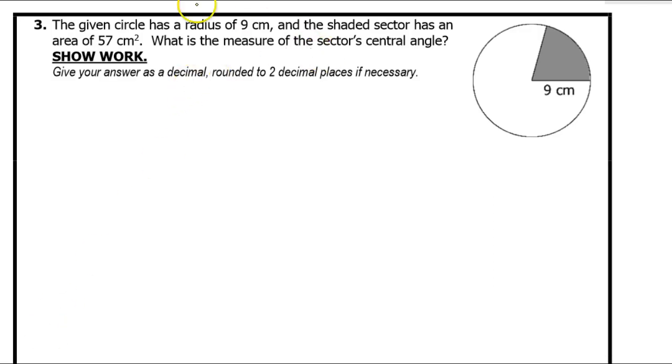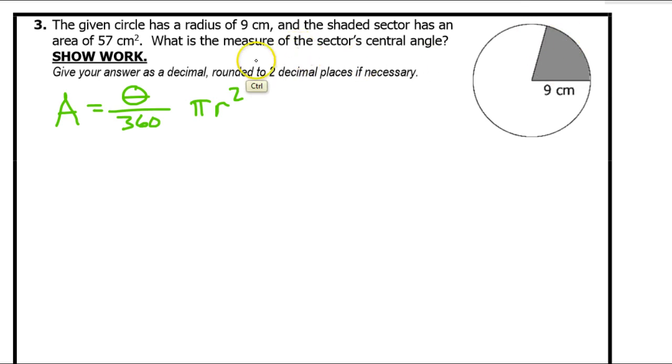For number 3, we're given the radius, and we're told that the shaded sector has an area of 57 square centimeters. What is the measure of the central angle? As soon as they mention sector area, I'm going to write down the sector area formula, which is this. The area of a sector is always going to be some fraction of the whole area of a circle. And the whole area of a circle is pi r squared. So this is the formula for the area of a sector.